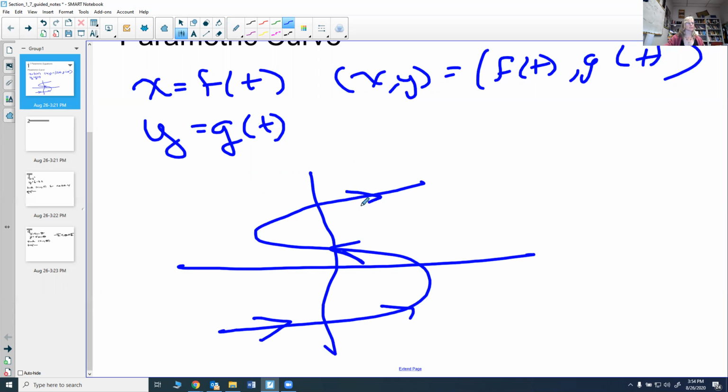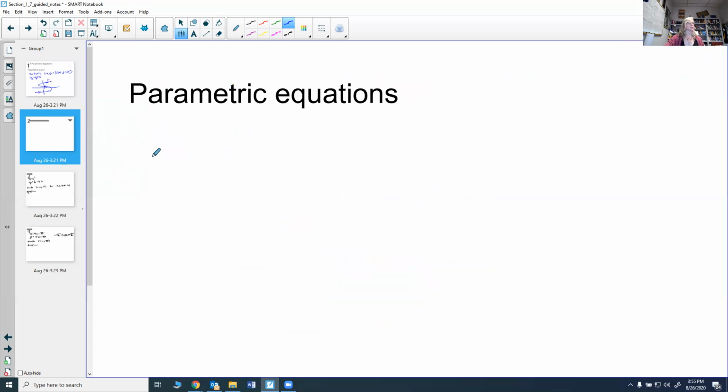So you would put down the direction. A lot of times we have a starting point and an ending point. And so you restrict your time, what we call the parameter, down to a starting and ending value. We call this a parametric curve. And then we can actually look at parametric equations. So parametric equations are what we basically just said. X is a function of some variable t. Y is a different function of some variable t.